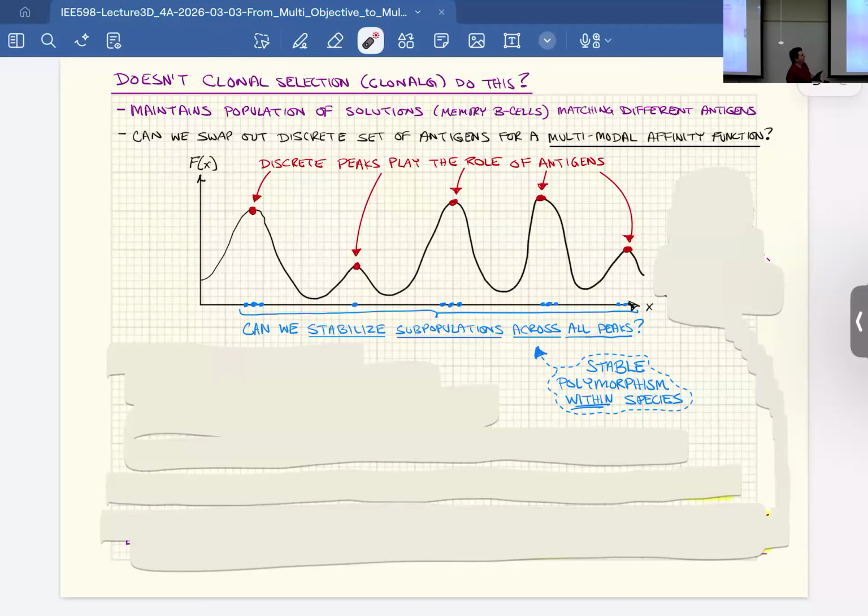So that's kind of the idea here: we have these equal fitness phenotypes, and nevertheless, we managed to maintain all of them simultaneously. That's kind of what we're trying to build up here.